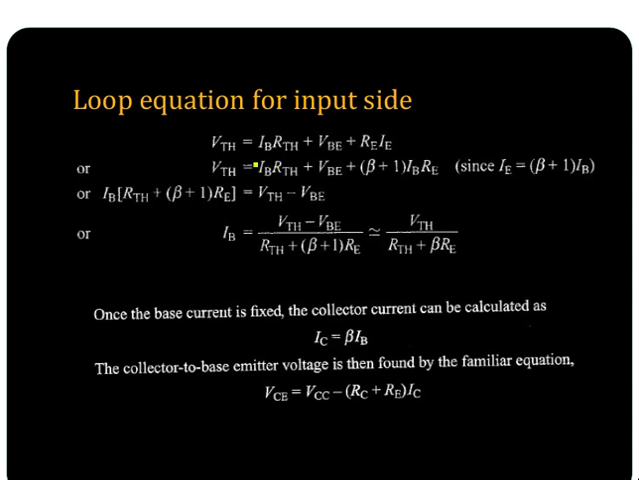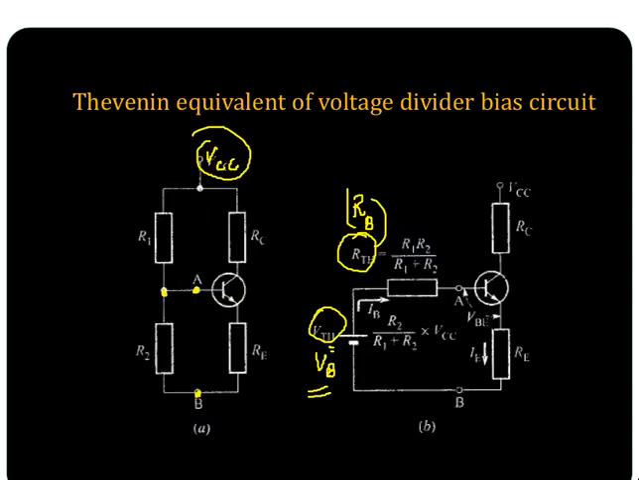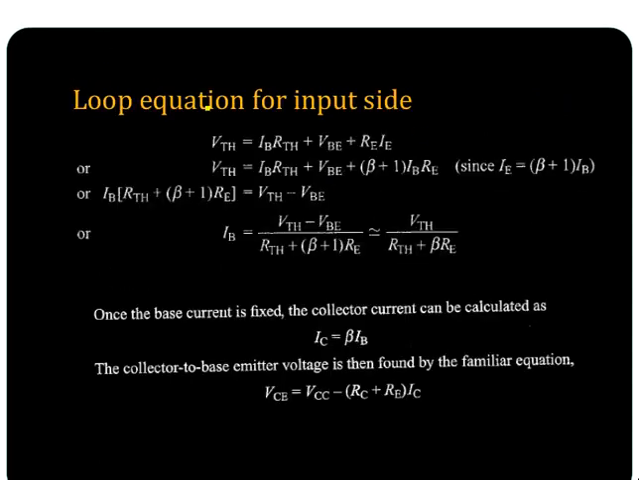Now if you write the loop equation for input side referring to this particular circuit, V Thevenin, R Thevenin, VBE and IERE you have in the input side. This is one loop. So for this loop, if you write the equation as shown here, you will get V Thevenin equal to IB into R Thevenin plus VBE plus IERE. So substituting for IE as beta plus 1 IB and rearranging, you get IB as V Thevenin minus VBE by R Thevenin plus beta plus 1 RE, or approximately V Thevenin minus VBE by R Thevenin plus beta RE.